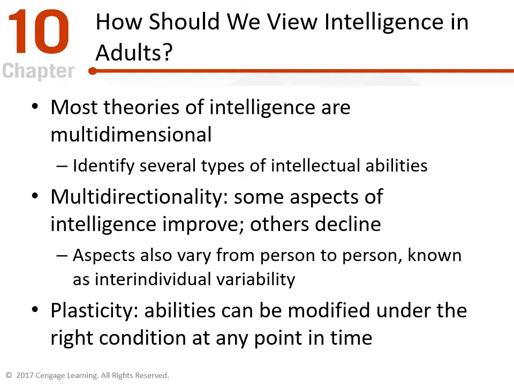Multidirectionality: some aspects of intelligence improve and others decline. You can get better in one area and decline in others. Aspects also vary from person to person, known as inter-individual variability. So one person might have intelligence in this area, and another person might have intelligence in other areas. And we talked about this idea of plasticity, remember, the ability for the brain to modify and change, learn new things. That ability can be modified under the right conditions at any point in time.